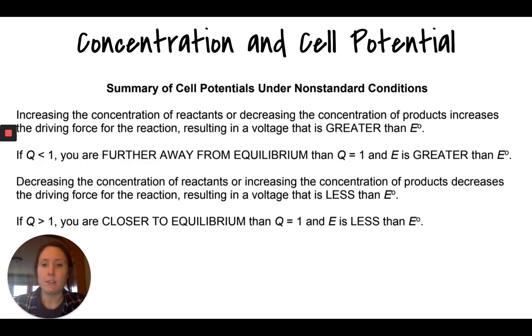If you decrease the concentration of reactants or increase the concentration of products, this decreases the driving force of the reaction. Therefore, your voltage will be smaller. If Q is greater than 1, you're getting closer to equilibrium where your battery is dying, so your voltage is decreasing over time and will be less than the standard voltage. This should hopefully make sense. The more reactants that you have, the more it's going to continue to move in that forward direction, creating the voltage, creating the electricity. The more your reactants get depleted, the less that this is going to happen.